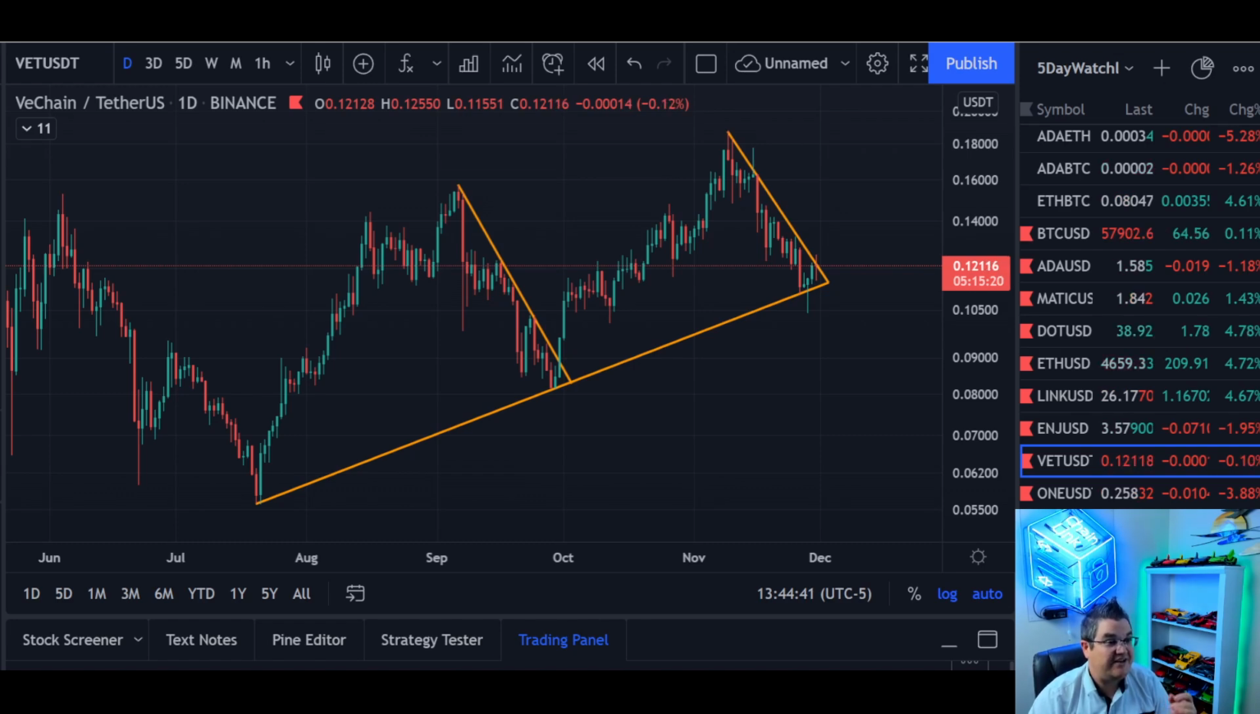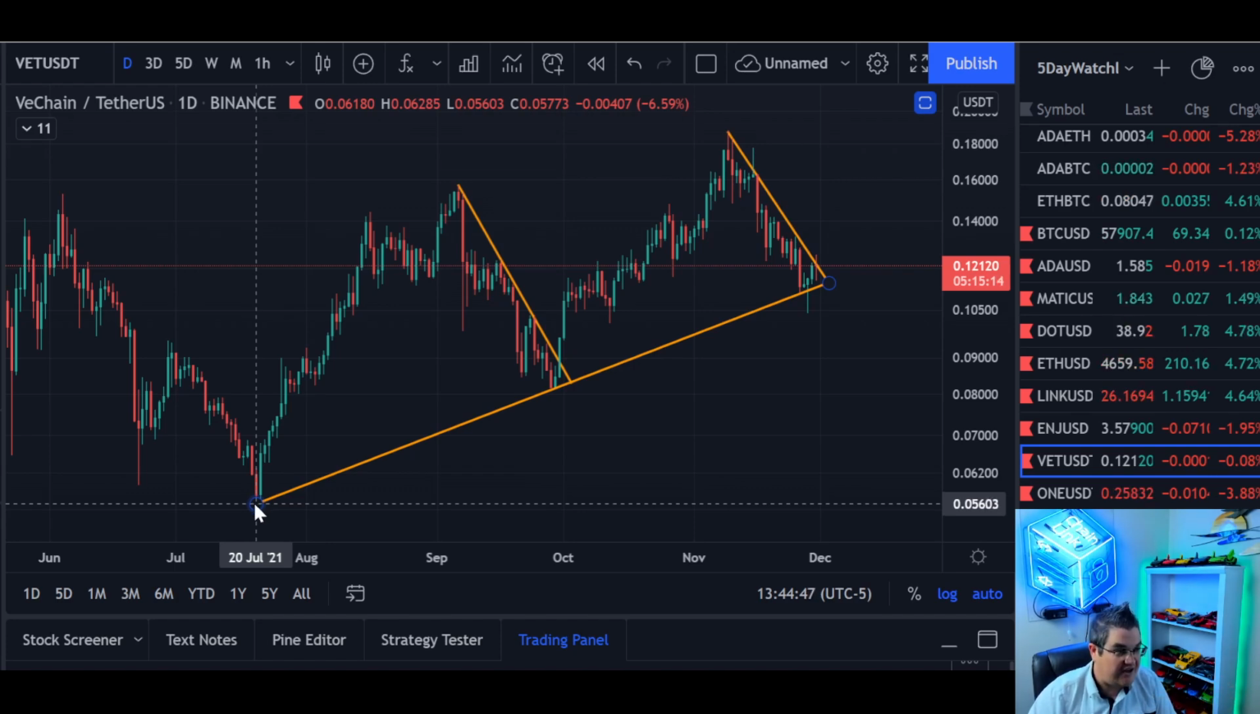VeChain, let's get right to it. The daily chart, what do we got? Well, going back to July, when we had our capitulation pretty much on all of crypto, the world was ending back then. If you were around from then, you probably were. It was not good, right? It was just negative everywhere. 5 cents for good old VeChain.